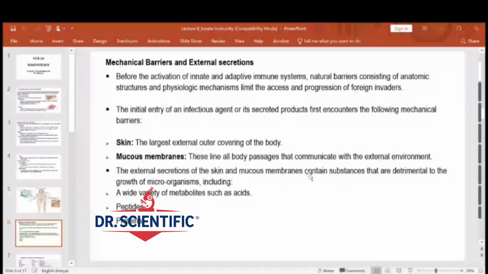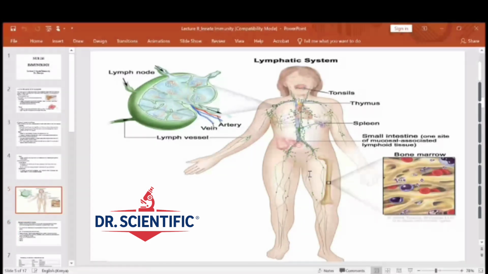Up to that point, we know what the anatomy of the immune system looks like. We have primary lymphoid organs, and we also have what we call secondary lymphoid organs. Primary lymphoid organs being mainly the bone marrow and the thymus. The secondary lymphoid organs being mainly the MALT, the spleen, the lymph nodes, as well as the tonsils. So these are the lymphoid organs that are involved in the immune system.